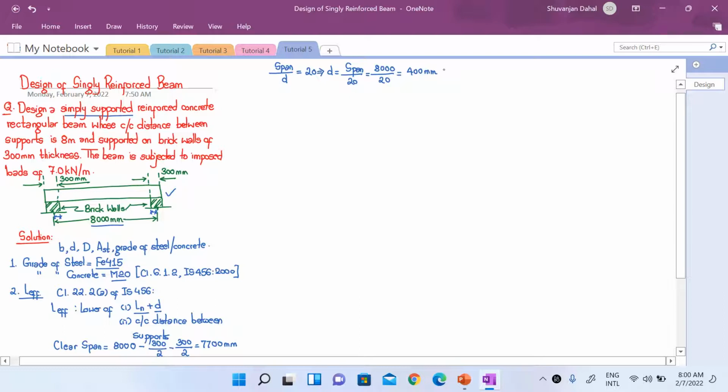Now considering this, let us find the L effective. L effective will be the lower of, one, sorry, clear span plus effective depth. That means 7700 plus 400, and this comes out to be 8100 mm, whereas the other, the center to center distance between supports, is 8000 mm. So this is the lower value, hence our effective span we will take as 8000 mm.